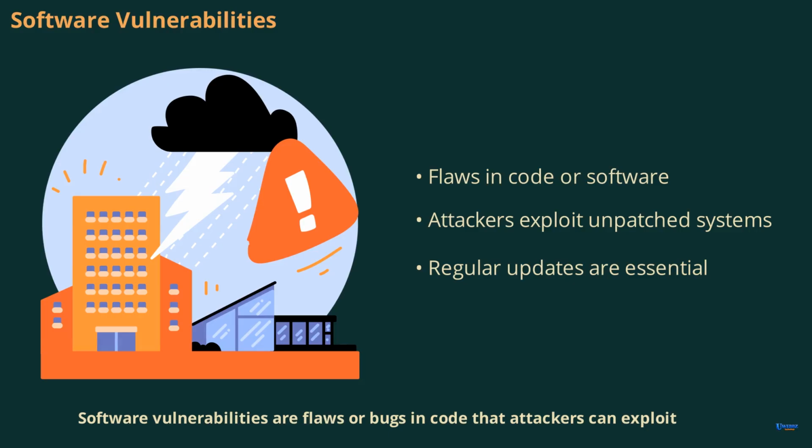Software vulnerabilities are flaws or bugs in code that attackers can exploit. These are often introduced during development and may go unnoticed until they're discovered by attackers. Missing security patches, improper error handling, and injection flaws are common examples. Attackers scan for systems with outdated software or known vulnerabilities, making regular updates and patching essential for defense.